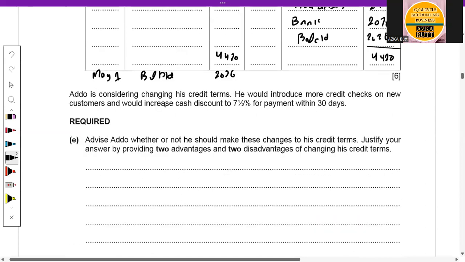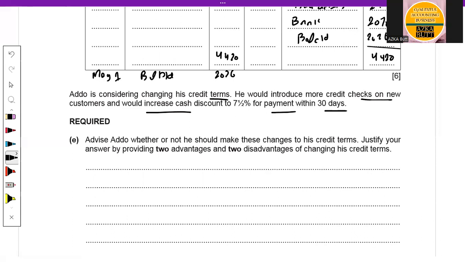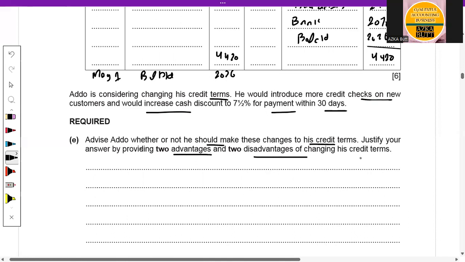Ado is considering changing his credit terms. He would introduce more credit checks on new customers and would increase the cash discount to 7.5% for payment within 30 days. So we have to advise Ado whether or not he should make these changes to his credit terms. Justify your answer by providing two advantages and two disadvantages of changing his credit terms. I think I can explain this theoretical question without writing.